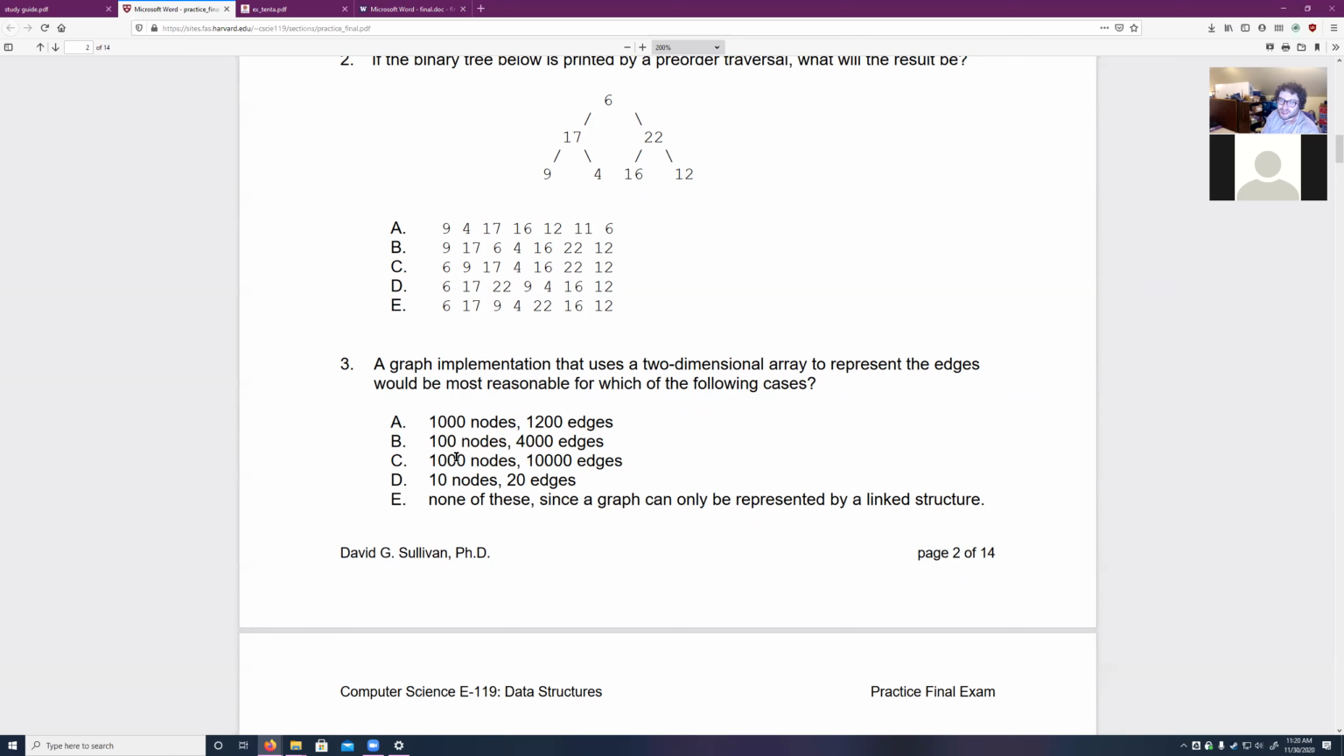Here we have 1,000,000 possible edges again, and we're using 10,000. 10,000 out of 1,000,000 is 1%. So also not that great. And here we've got 10 nodes, which means 100 possible edges, and we've got 20 edges. So 20 out of 100, that's literally 20%. Which is great, but not as great as B. So B is our answer here.